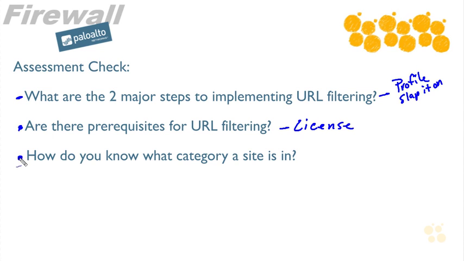And question number 3, how do you know what category a site is in? And one of the ways of identifying which category a website goes into is to, when we're creating a URL filtering profile, simply click on the link to check a URL, plug in the URL, put in the CAPTCHA code, and it will tell us what category that website is in.